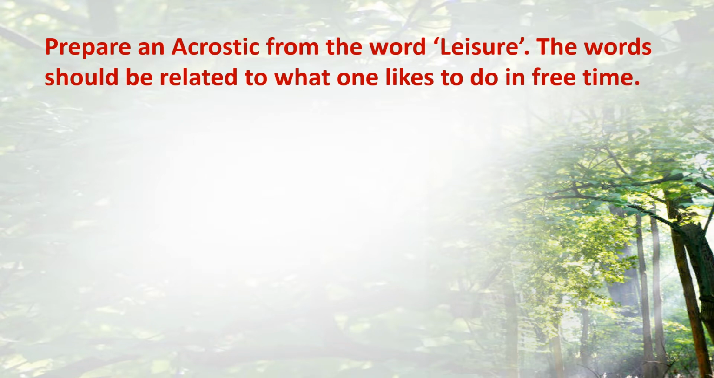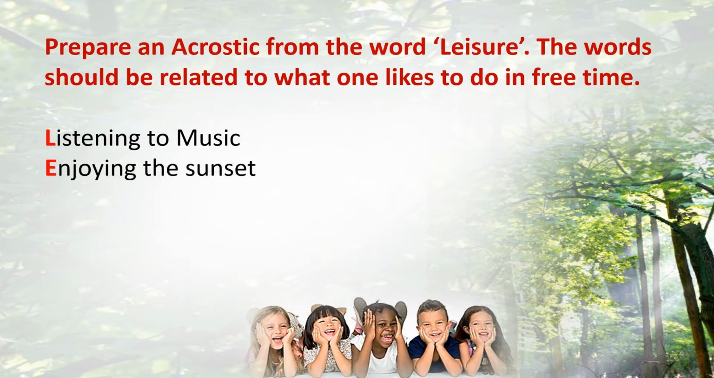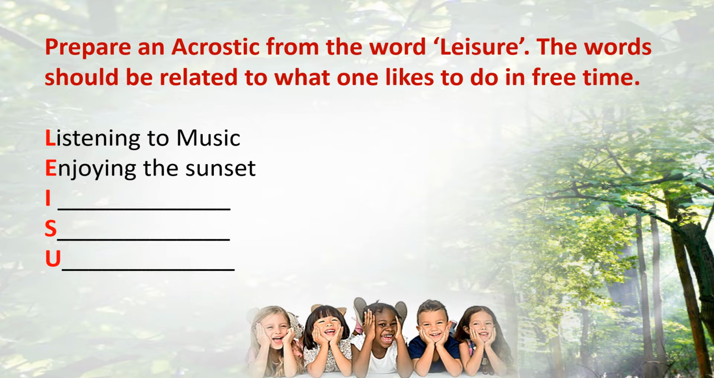So, an acrostic is when you take the word leisure, separate the alphabets, and every alphabet starts with a new word. For example, L for listening to music, E for enjoying the sunset. You fill in the alphabet I, S, and U to say what you like to do in your free time. R is for reading stories, and E for exercising.